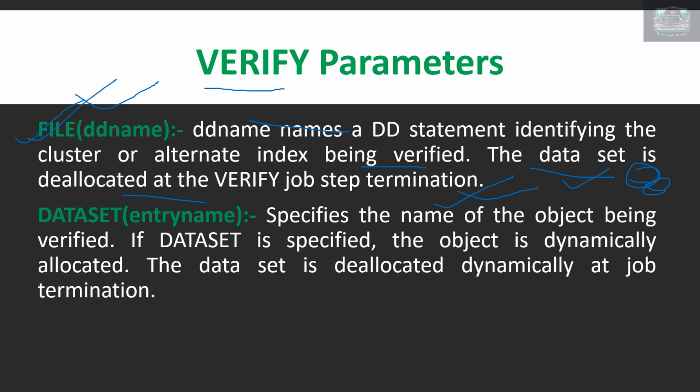You can use file or you can use dataset. If you're using a dataset, you can directly mention your dataset name in this entry name. It specifies the name of the object being verified. If the dataset is specified, the object is dynamically allocated. The dataset is deallocated dynamically at the job termination.